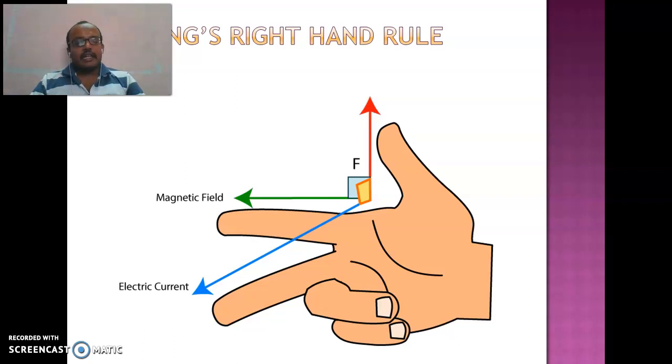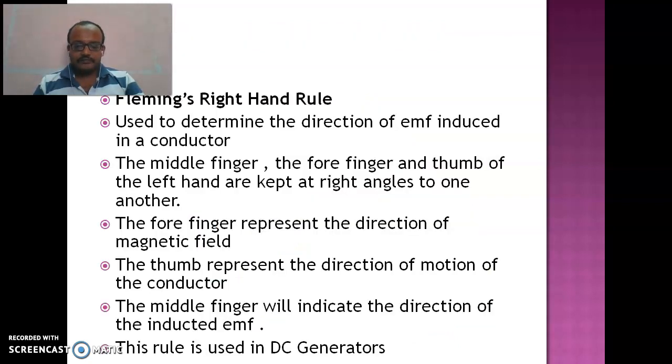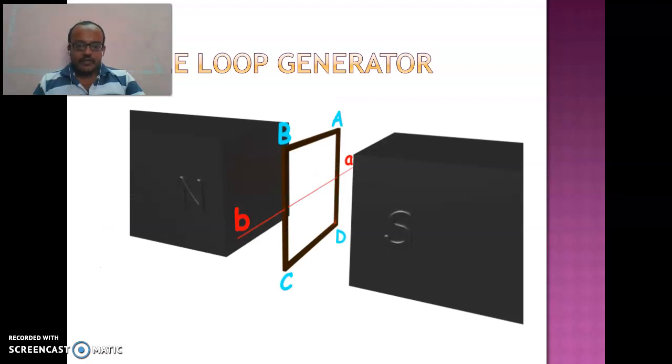Mainly this right hand rule is used to find the current direction in generators. The next topic is single loop generator.